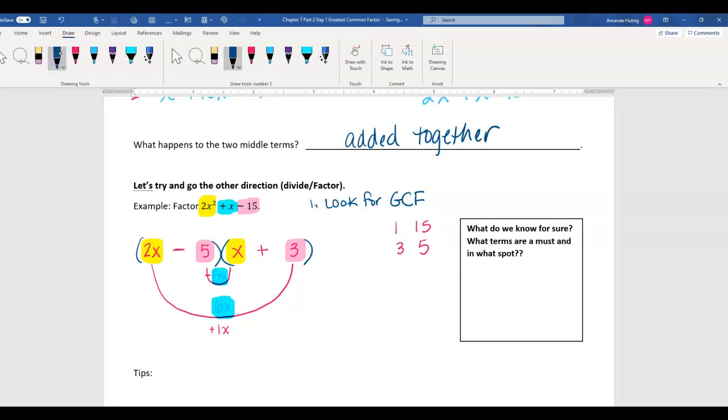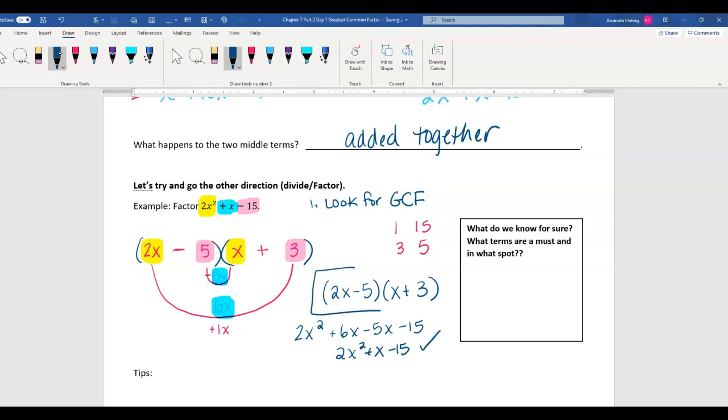So the last step you need to do is rewrite it, and I need you to multiply that out and check to make sure it's correct. So when I multiply this out, 2x times x is 2x squared. 2x times 3 is 6x. Negative 5 times x is negative 5x. And negative 5 times 3 is negative 15. And guess what? We did it. So the factors, or completely factored, is 2x minus 5 times x plus 3.